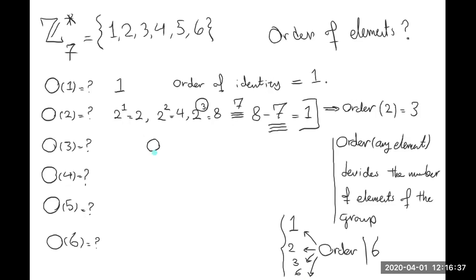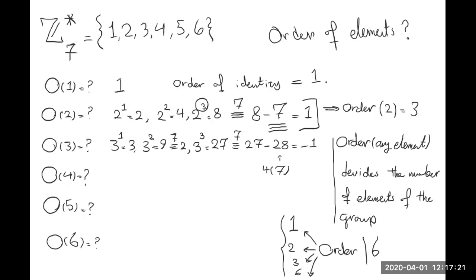Okay, now let's look at 3. 3 to the 1 is 3. 3 squared is 9. 9 mod 7 is 2. It's not 1. 3 cubed is 27. What is 27 mod 7? Okay, we can think about it as -1. So it's the same as 27 minus 28, because 28 is 4 times 7, which gives -1.